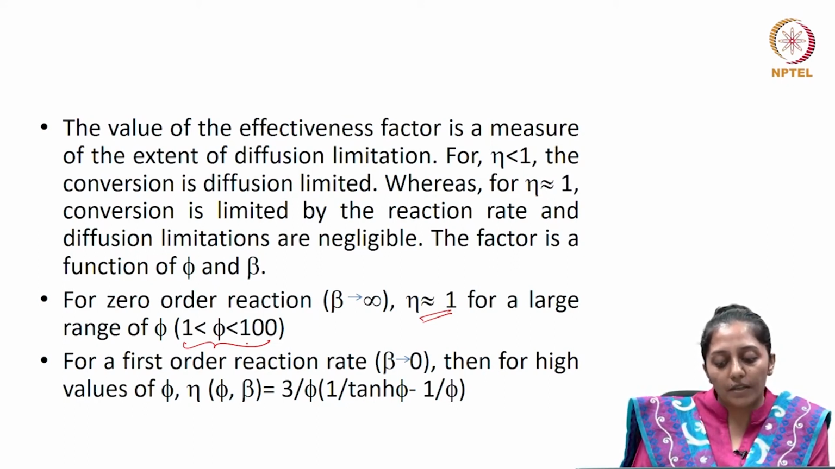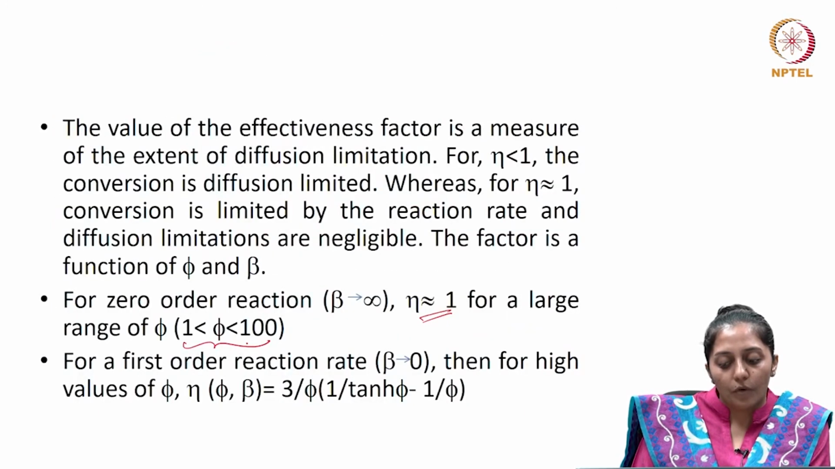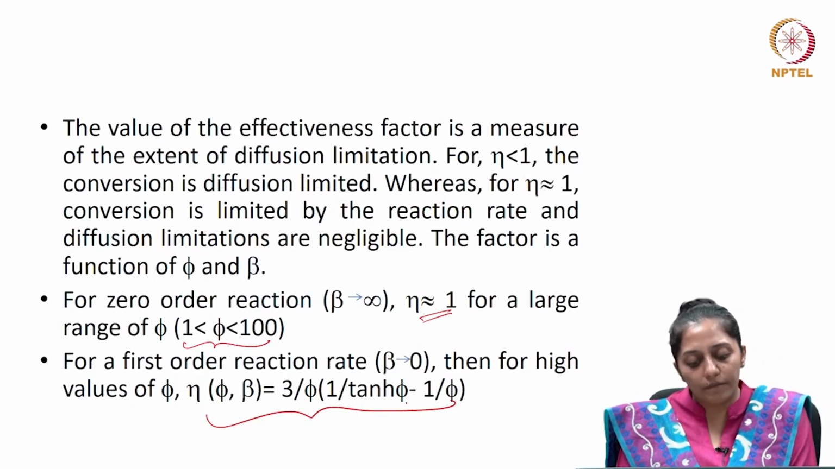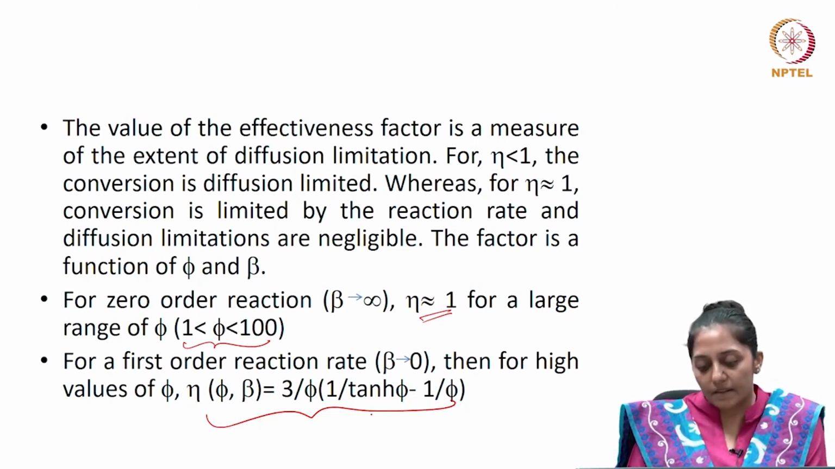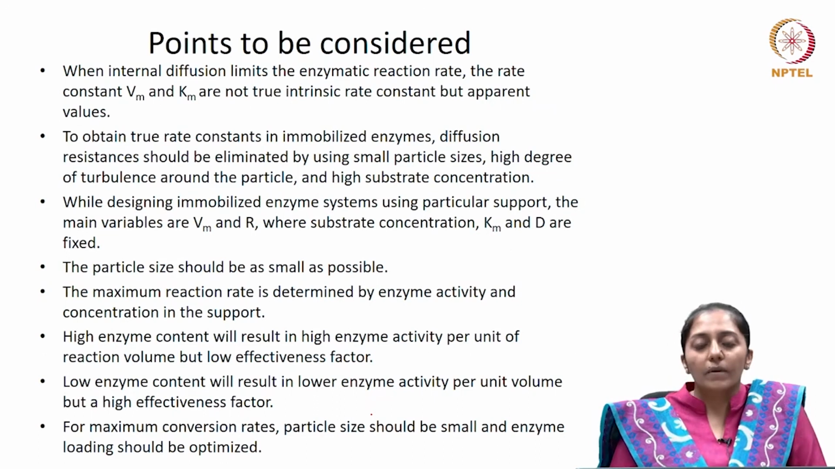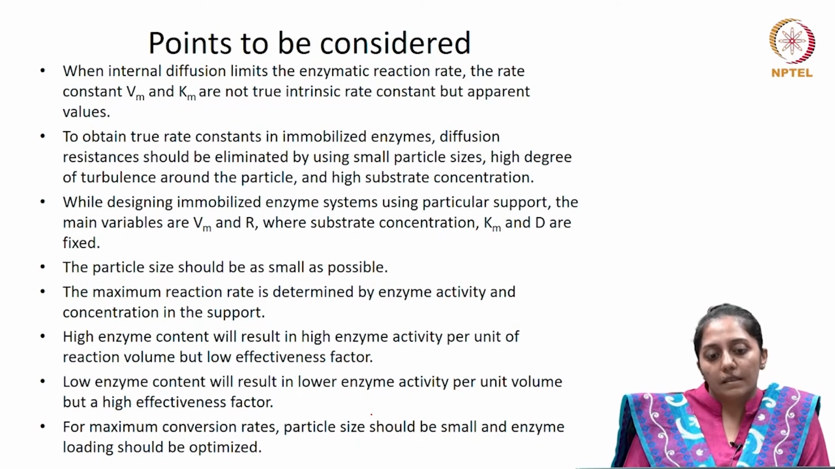Now, let us take the case for the first order reaction rate. So, for the first order reaction rate, beta tends to 0. So, your beta was CSB by Km. So, beta is tending to 0 here. For high values of phi, your eta can be given as a function of hyperbolic functions of phi, and beta is a very small value. So, now let us see how can we use all these informations in a practical scenario.